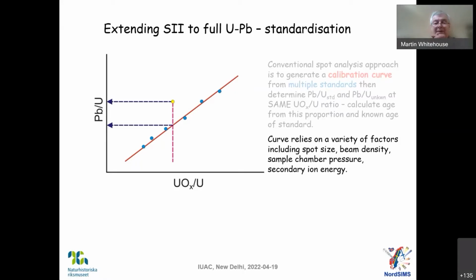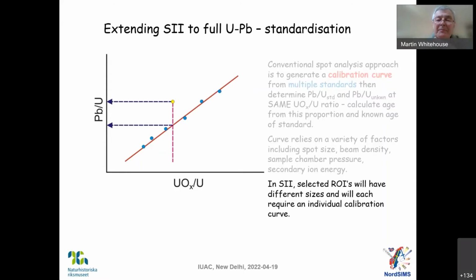Now, this curve relies on an awful lot of different factors: spot size, beam density, sample chamber pressure, secondary ion energy. I'm not sure anybody understands it all. It's very empirical. But if we go to scanning ion imaging and start selecting areas from our image, we're going to need a calibration curve for each of those areas, because there's no guarantee that if you take, say, a 100 by 100 raster, the relative ion yield for lead and uranium in one corner of that area is going to be the same as in the center or the side of the area. And in fact, we know it isn't.